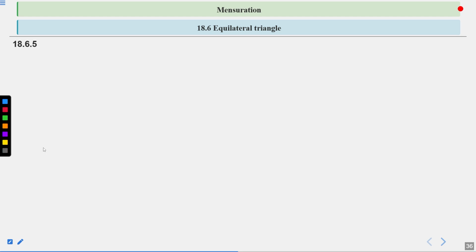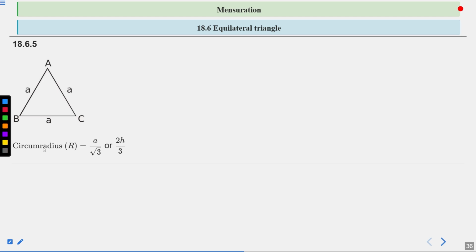Next one in equilateral triangle. So this is the diagram. Now the circumradius of an equilateral triangle is a upon root 3, or we can say that 2h by 3.